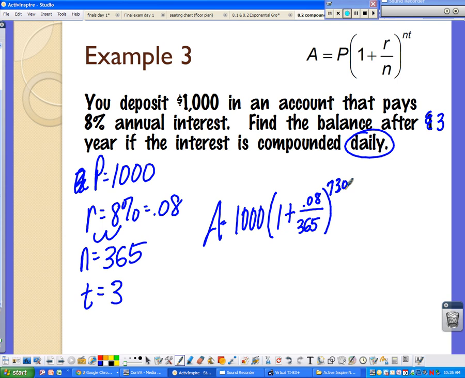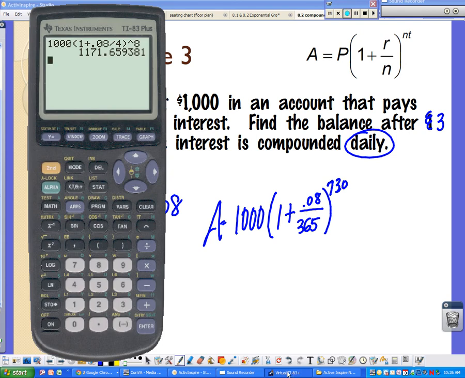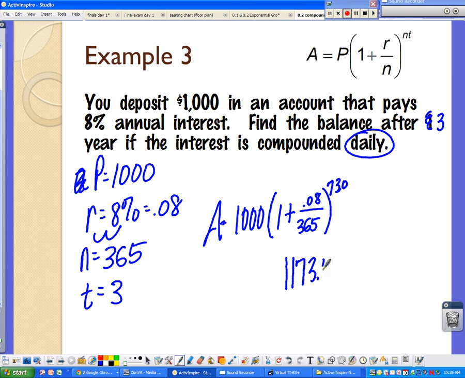Okay. And the calculator will be able to do that because this right here is going to be a really, really small number. And this is one of those examples where you need to actually let the calculator do most of the calculating for you. So we're going to type it in, parenthesis, 1 plus 0.08 divided by 365, close, and then we're going to raise it to the 730th power. Okay? And we hit enter, and we find out it's $1,173.49.